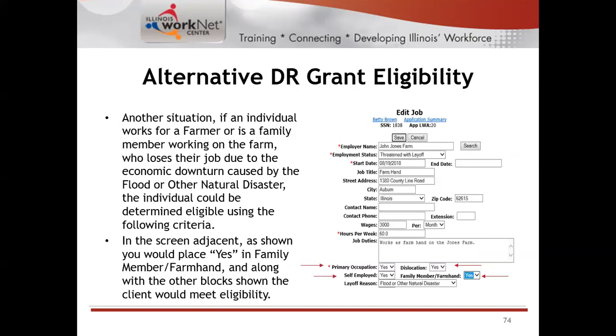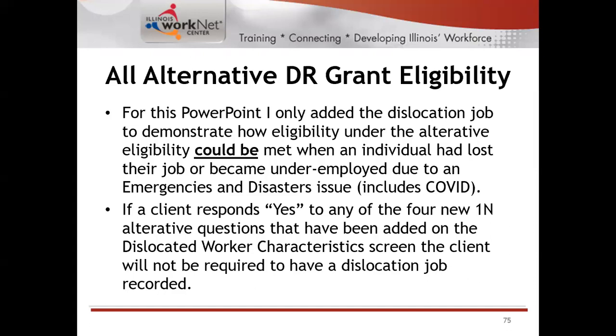And there's another one that if you work for a farmer or a rancher or a fish hatchery, this eligibility could come into play. And it's based on down the lower right corner, you see where it says family member farmhand. This came up a lot recently in our flood grants, in LWIA 21 and LWIA 22. People that worked for farmers lost their jobs due to the floods. So in this case, they were able to record them under this alternative eligibility criteria. And again, these are probably more outliers for some areas that might not run into this, but it is part of the eligibility criteria for the alternatives.